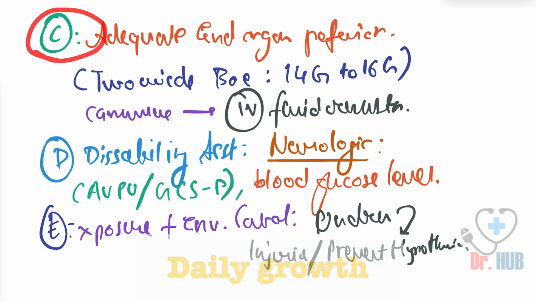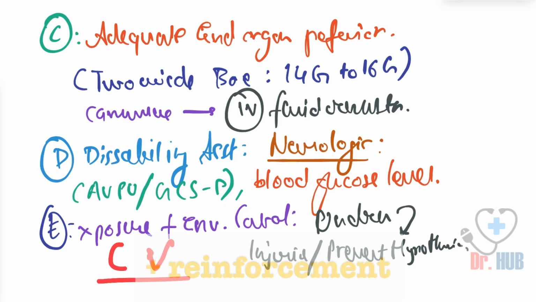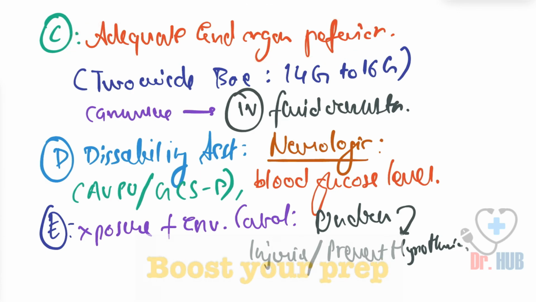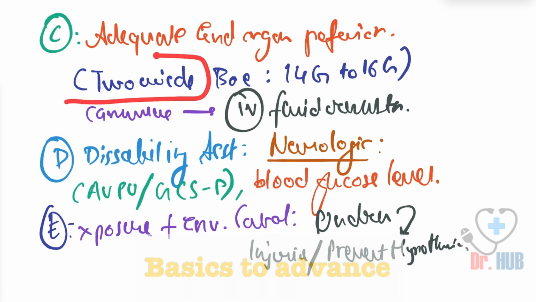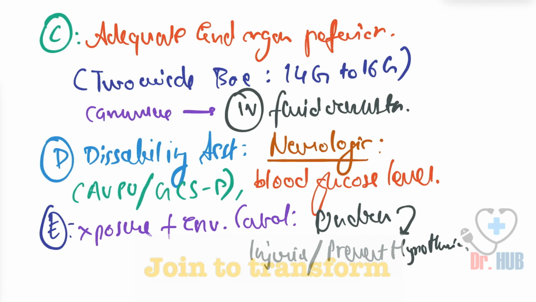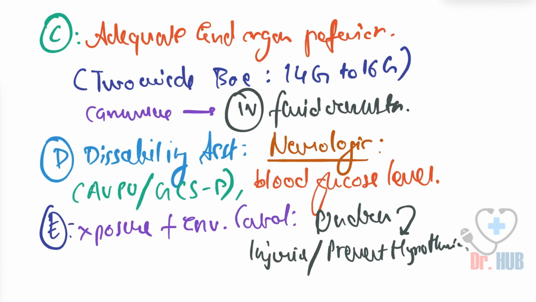So just to recap what we did, we were left out with the C. C was basically the circulation assessment. We have to control the hemorrhage, maintain the circulatory volume, and the other point which we left out was adequate end organ perfusion. Two wide bore, that is 14 to 16 gauge cannulas, are inserted for IV fluid resuscitation.